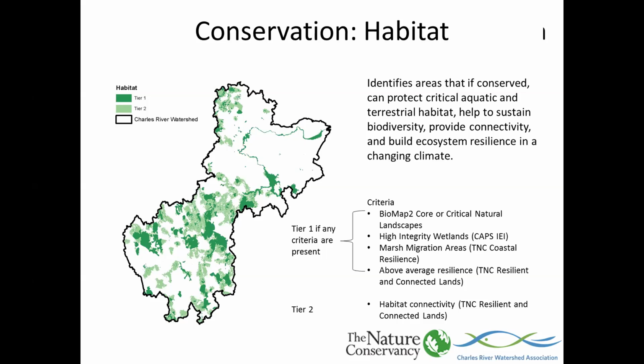It's slightly different, the tiering methodology on the habitat. Basically, a tier 1 habitat is present if any of the high integrity habitat, BioMap, marsh mitigation, or above average resilience has been identified. Then it's pretty much a tier 1 high priority habitat area, and tier 2 is for connectivity.